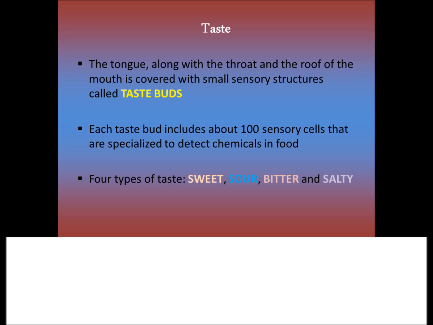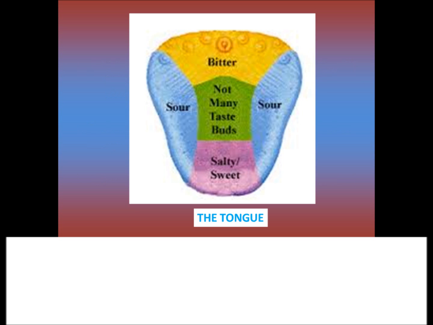There's only 4 types of taste buds that we have. We have sweet, sour, bitter, and salty. If you take a look at the diagram in the next slide of the tongue, you can see that the sour is on the outermost part of the tongue. Then we have the salty and sweet taste buds at the bottom or lower part of the tongue, and the bitter is at the roof of the tongue. In the middle of the tongue, we do not have a lot of taste buds.